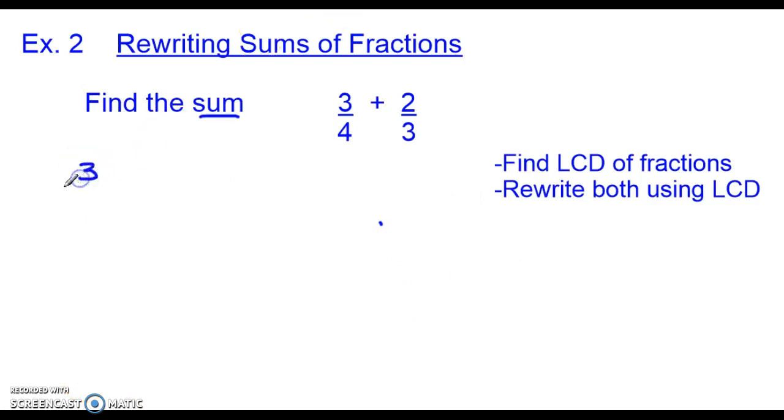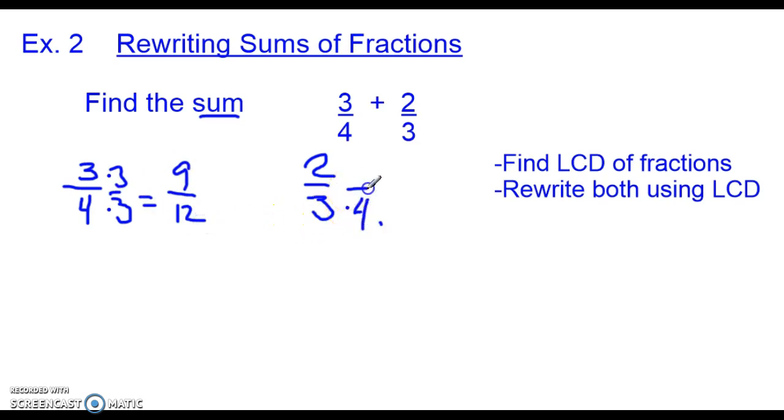So this problem says 3/4 plus 2/3. So the first step said to find a common denominator. So what is my least common multiple of 4 and 3? The answer would be 12. So I'm going to multiply 4 times 3 to get 12, and then 3 times 3, giving me 9/12. And then over here, to get 12 as my denominator, I need to multiply by 4. Both the top and the bottom, so it's equal to 1. 2 times 4 equals 8, and 3 times 4 equals 12.